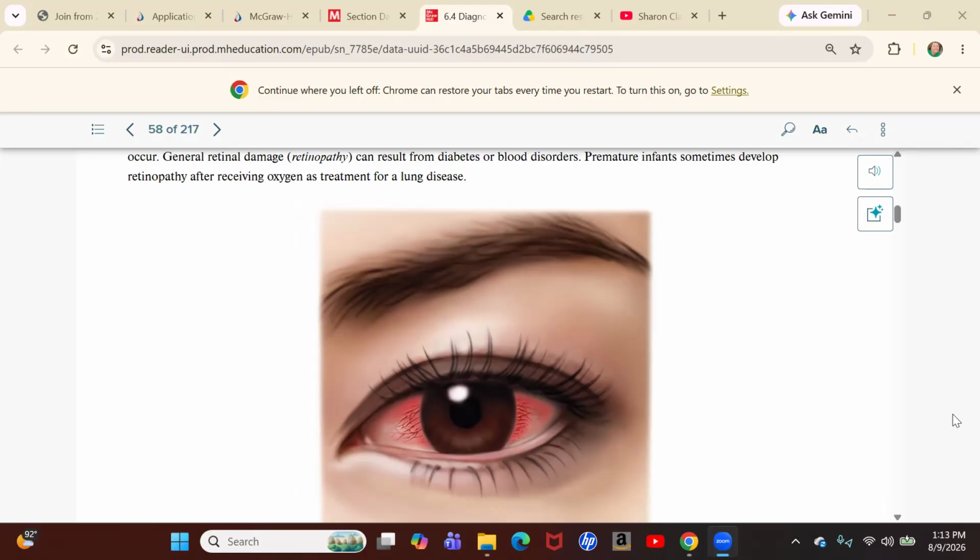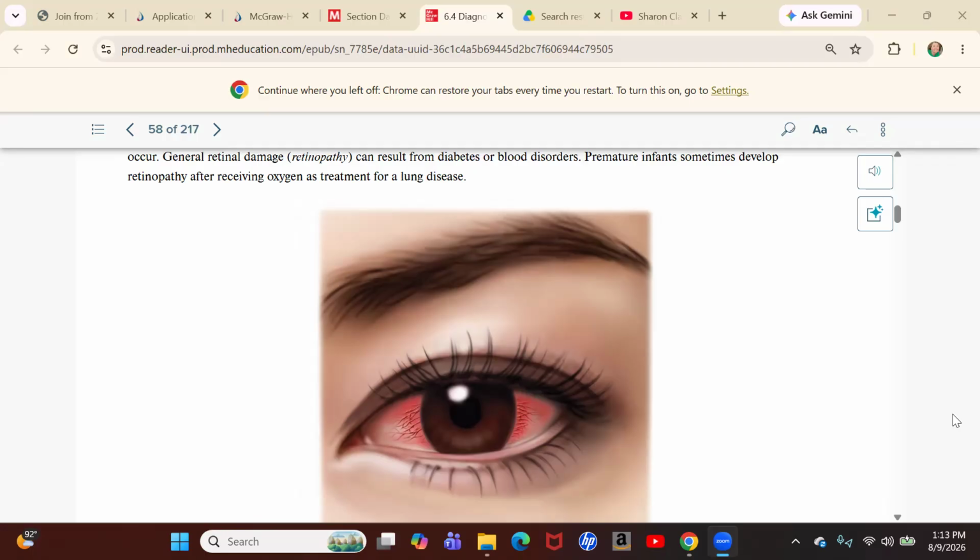Chapter 6, Part 2, the senses, specifically looking at the eyes and the ears. And we're going to focus here on sections 6.4 and 6.5. So looking at diagnostics and pathology as far as treatments of the eye.